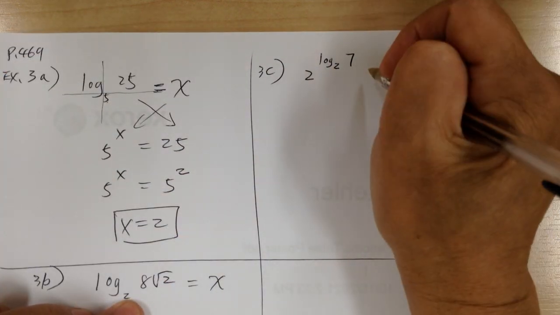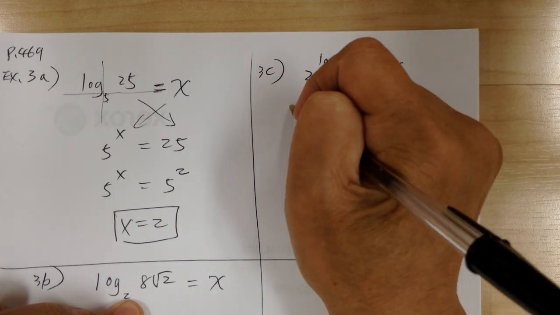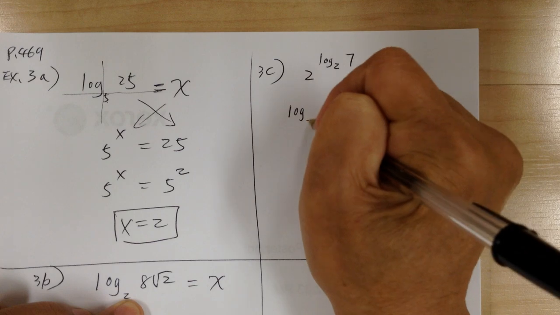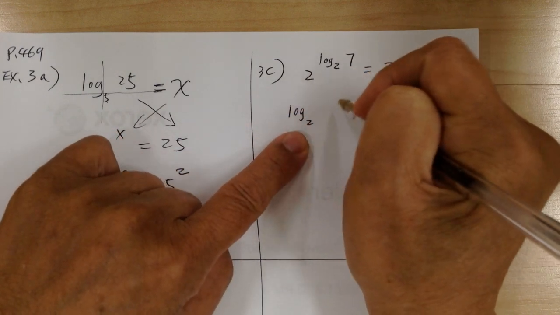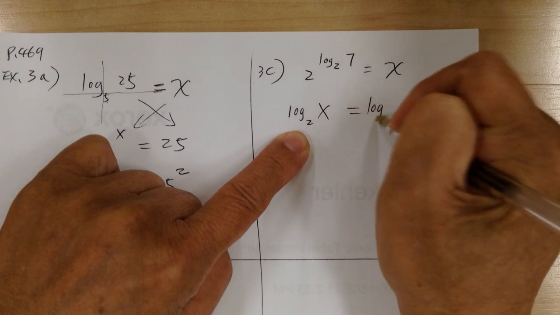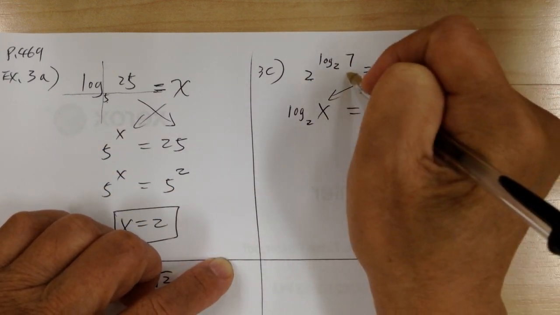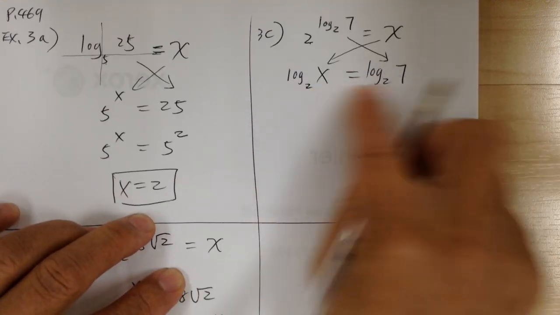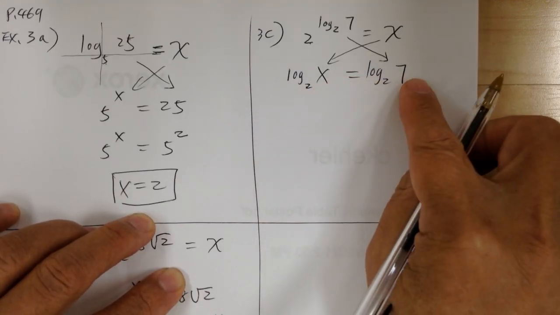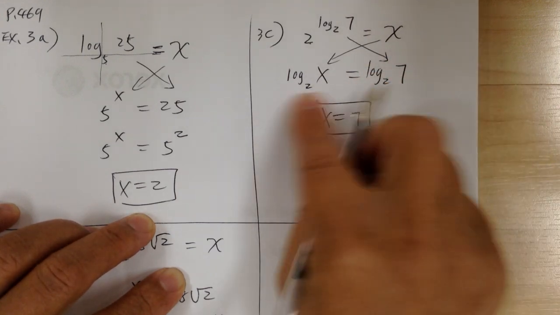But if you don't see that, again, you can just set it equal to x, and then change form. So log base 2 of x equal to, switching the two numbers, log base 2 of 7. Again, the base stays and these switch. So by matching, you can see that x matches with 7. So x equal to 7. Again, just do the matching.